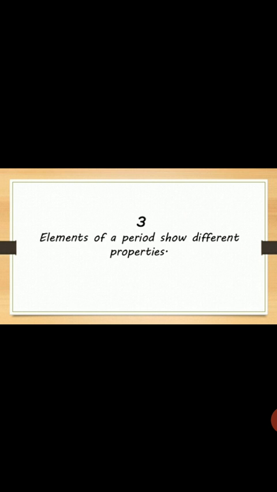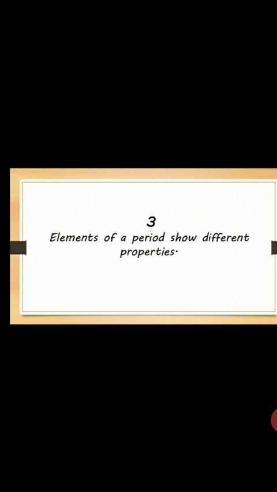Now the elements of a period show different properties, right? So if we jump from first period which has hydrogen and helium to second period, where we have lithium, beryllium, boron, carbon, nitrogen, oxygen, fluorine and neon. This is the second period, right? So when we jump from one period to another period, there will be difference in the properties. Elements of a period show different properties, right?